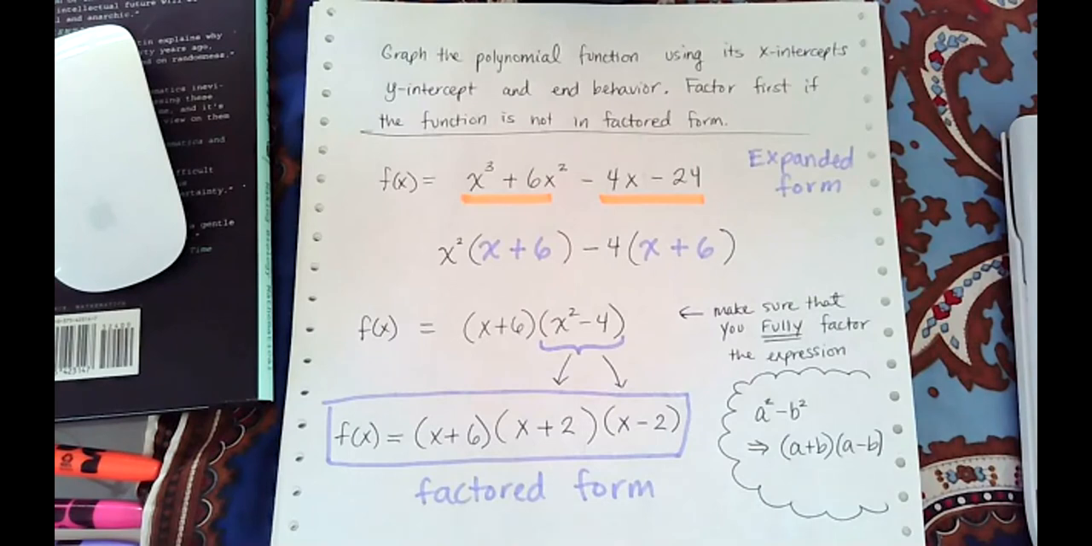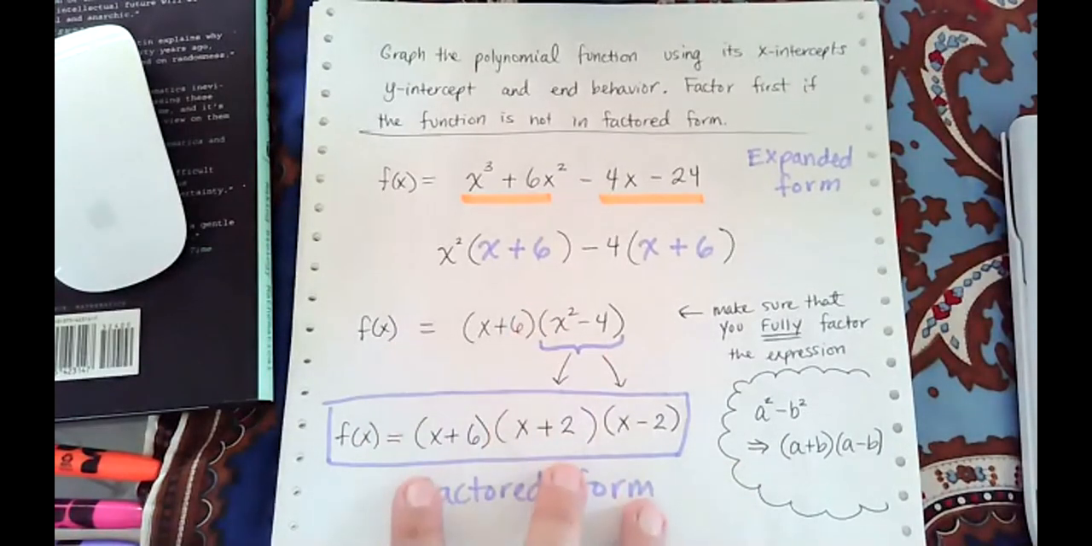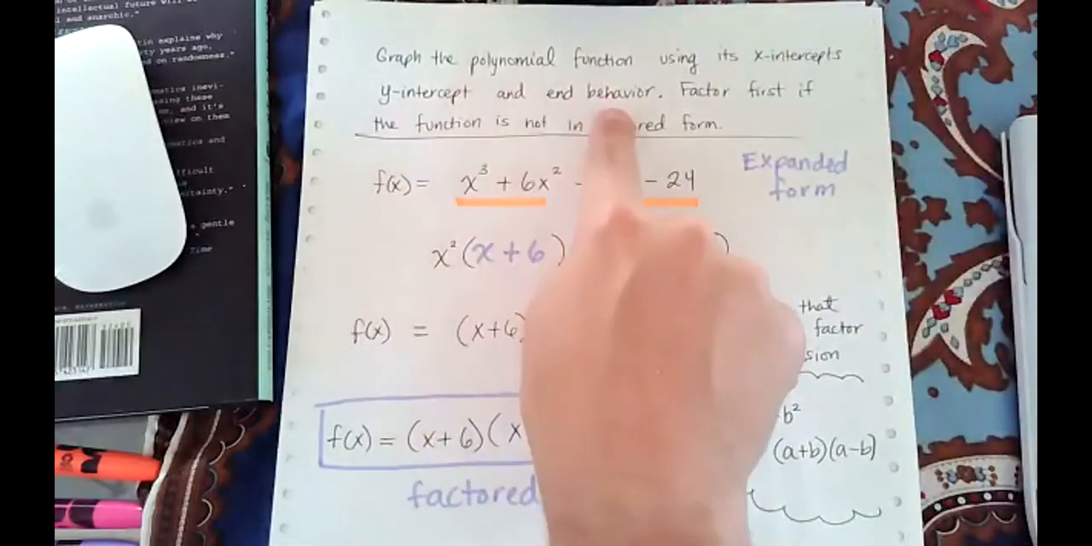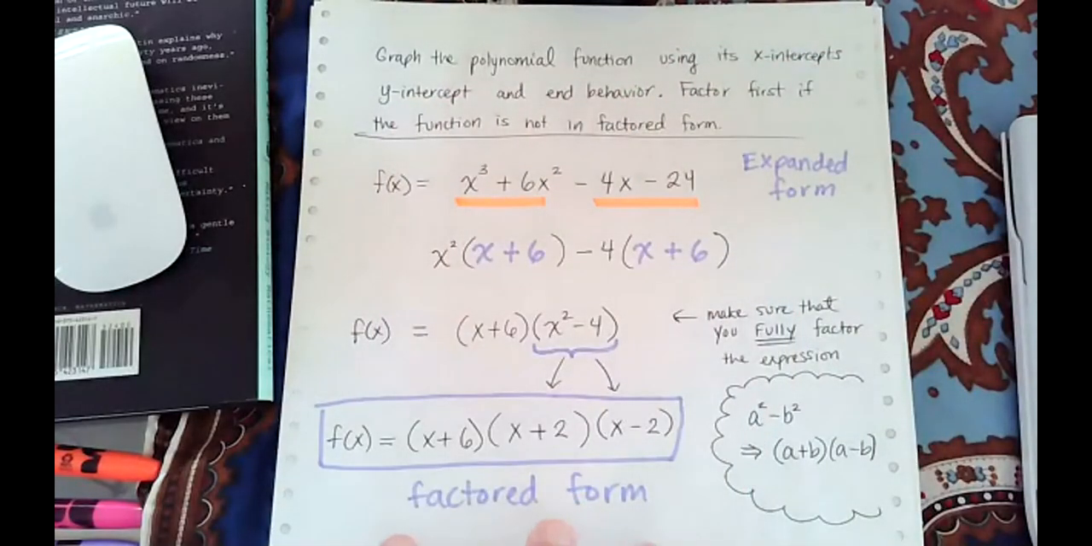Okay, so does anybody have any questions, comments, or concerns up to this point? This is not the answer, right? Our instructions say graph the polynomial using its x-intercepts, y-intercepts, and end behavior. So this is really just pre-processing the function so that it's in a form that will be usable for us. But does anybody have any questions up to this point or any points of confusion that you need me to clarify?